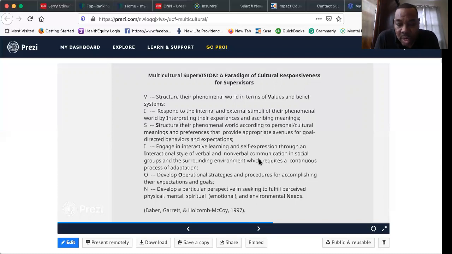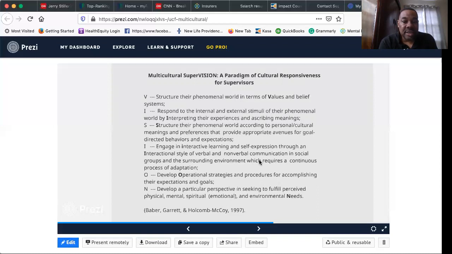So that's what you want to do in supervision. That's what you want to do in teaching. And that's what you want to do in this class. Extend some grace to your professor as well as to your peers. So the supervision, VISION model here, it talks about how to kind of organize yourself.